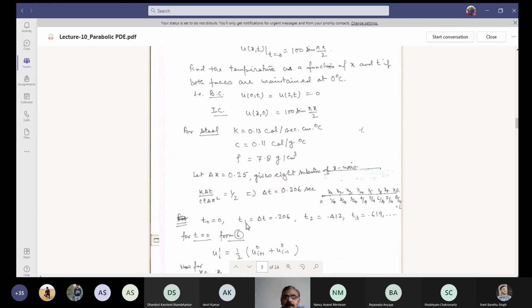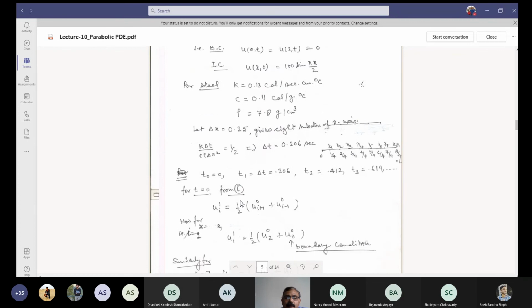So t0 is 0, t1 will be delta t, that is 0.206 second. t2 will be the next value with addition of 0.206, that is 0.412, and so on and so forth. And then from the equation you will directly get u(i,1) equal to 1 by 2 of u(i+1,0) plus u(i-1,0), the average. Then you put the value of i equal to 1, i equal to 2, i equal to 3, like that. So it will be u(1,1) equal to 1 by 2 of u(2,0) plus u(0,0).